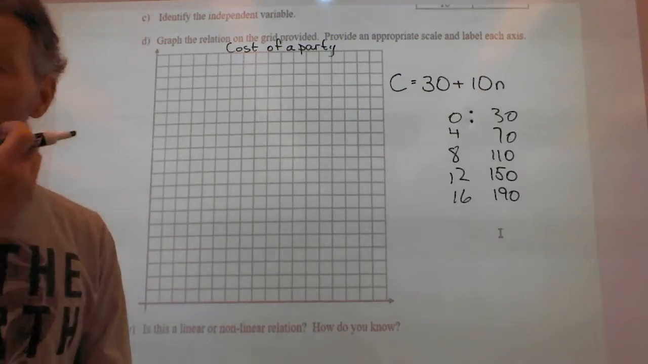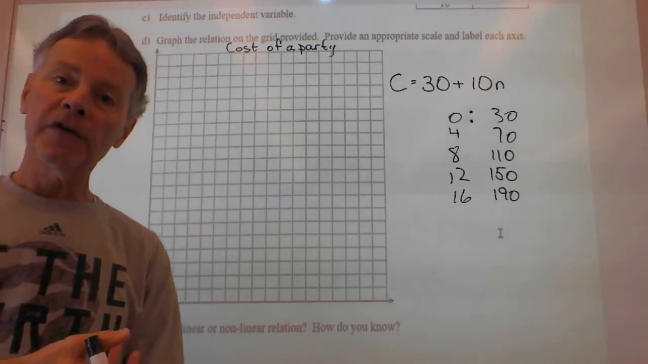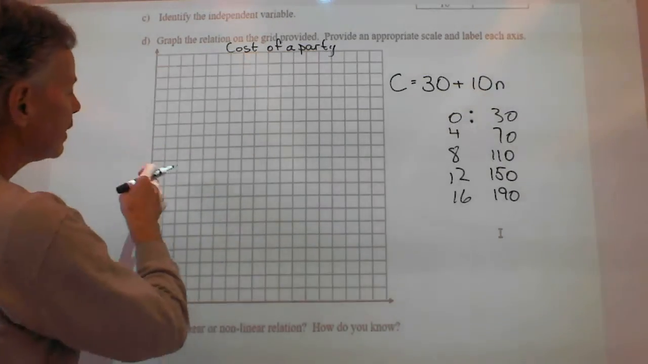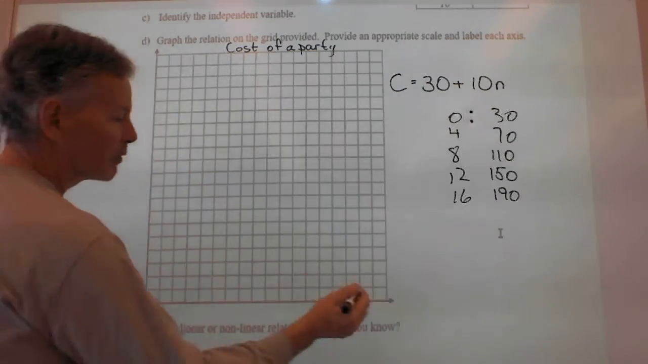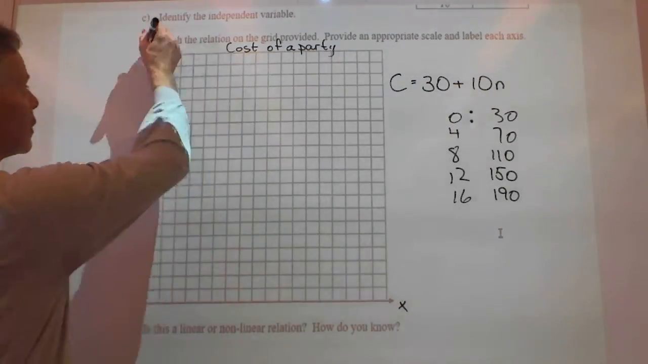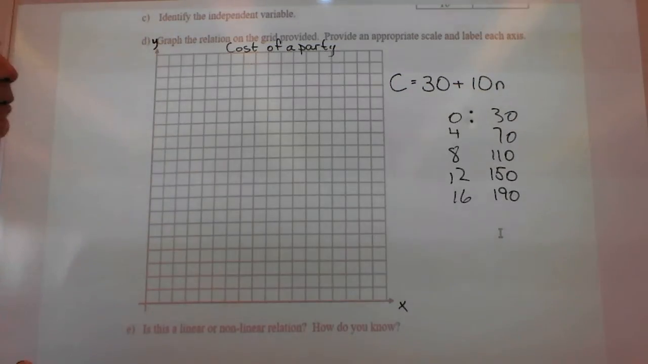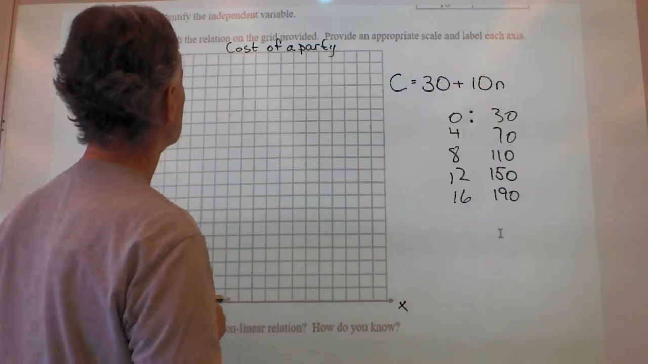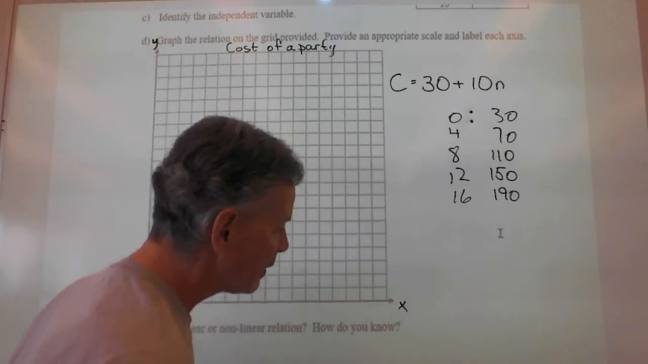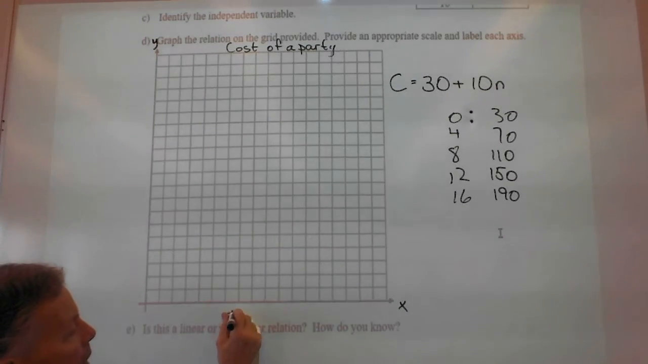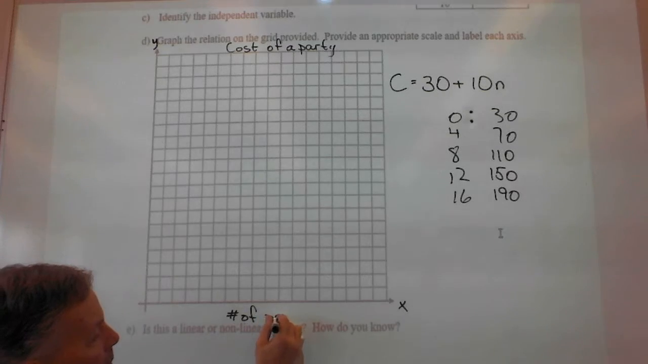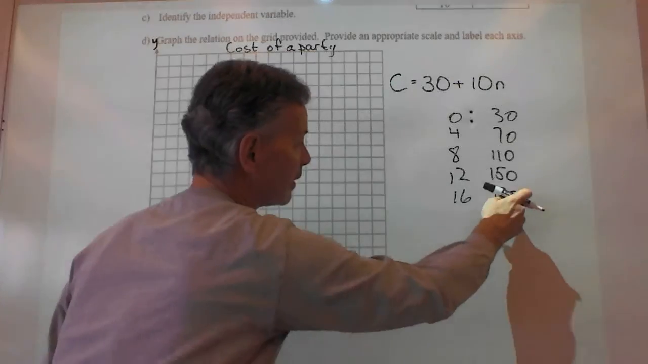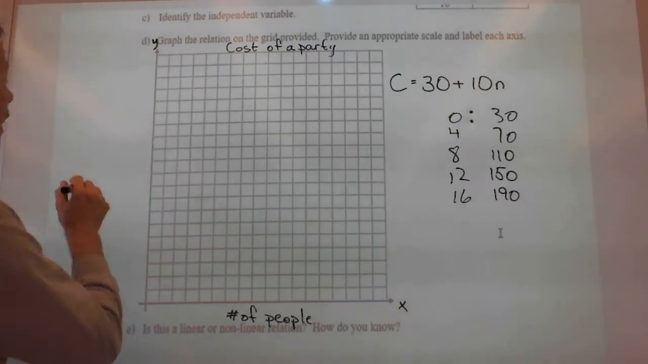You could say cost of a party versus number of people. That would be fine too, but give it some kind of a title. Then you have to label your two axes. Remember, the x-axis is the horizontal one, the y-axis is the vertical one. So our x values are always on the left side. So our x values, the independent variable, will simply be number of people. That leaves our y, or dependent variable, as cost.